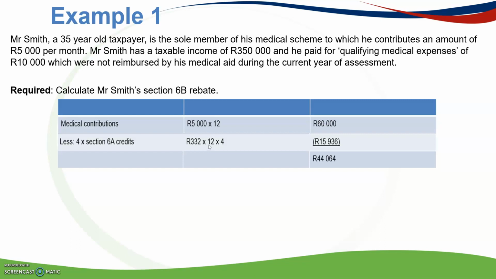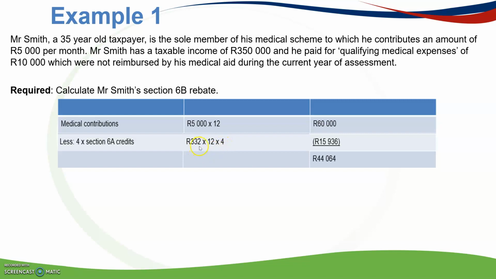So for purposes of Section 6B, you will take those 6A credits and multiply them by 4. The reason why we multiply by 4 is because the taxpayer is younger than 65 and they do not have a disability as well, right? For you to reason that the taxpayer might have a disability, that needs to be clearly stated in the scenario that you are given. If nothing is being said, or if the question is silent on whether the taxpayer has a disability or not, then you assume that the taxpayer does not have a disability unless that is clearly stated.